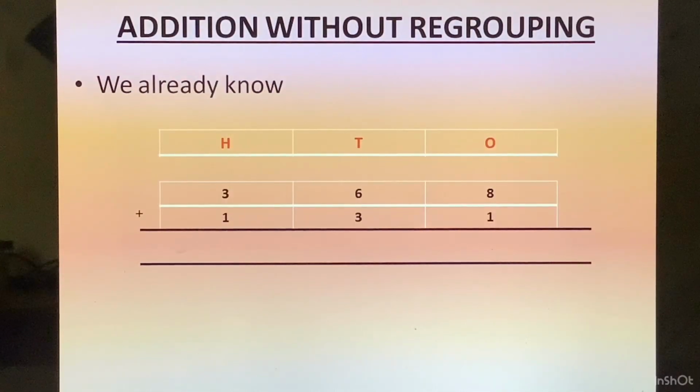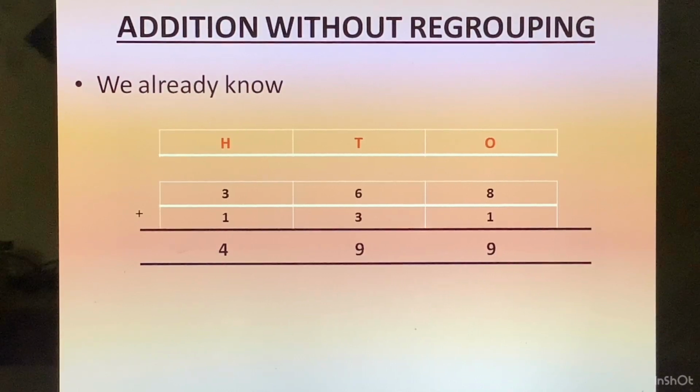Now this is 3-digit addition which you already know. But let us still revise. While adding we start with the rightmost digit, that is the ones place. Here we have 8 plus 1 which is 9. Next column we have 6 plus 3 which is 9 again. And the hundreds column we have 3 plus 1 which is 4.